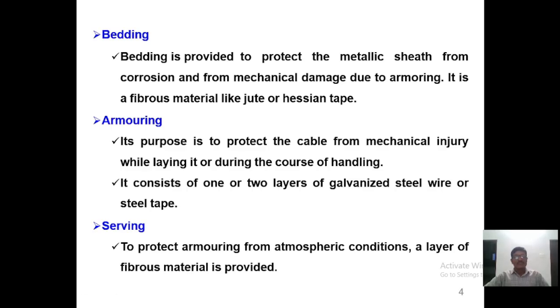The final layer of the underground cable is the serving, to protect the armoring from atmospheric conditions. To protect the armoring from atmospheric conditions, a layer of fibrous material is provided. That is called the serving.